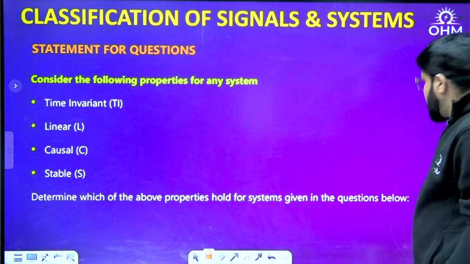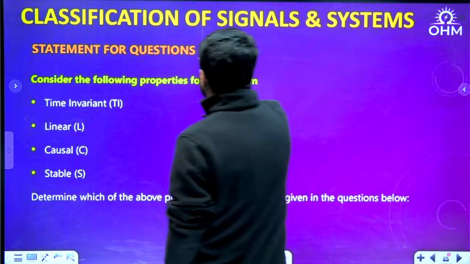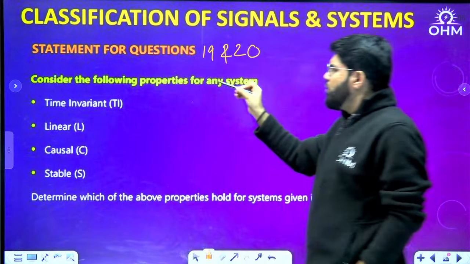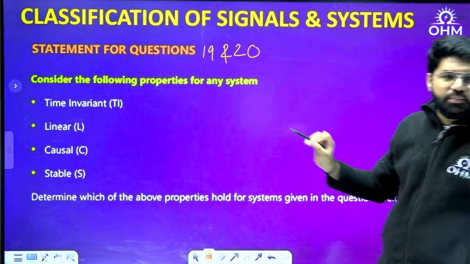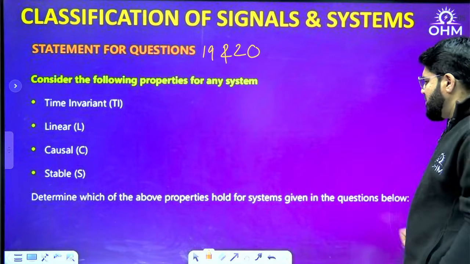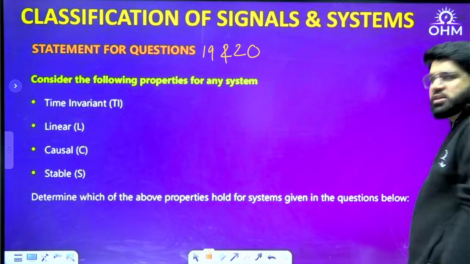Statement for questions 19 and 20. Two questions where you have to consider all four properties: time invariance, linearity, causal and stable. Determine which of the above properties hold for the system given in the question below.